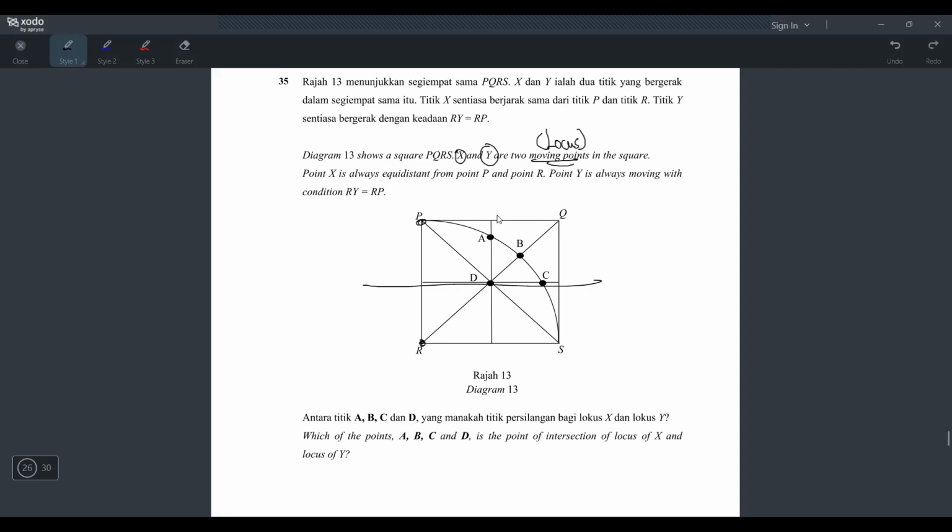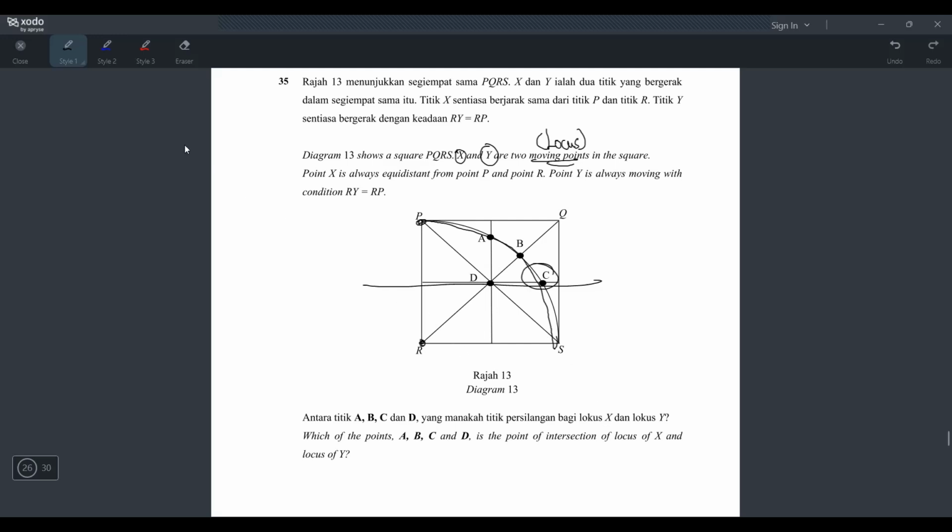So where is RY? Y is the moving point, so Y will not exist here. It means RP will be your radius of circle. So like this. Which of the points is the point of intersection? C is the answer.